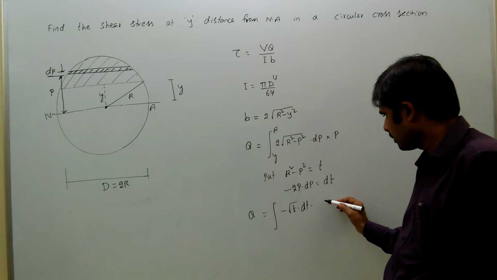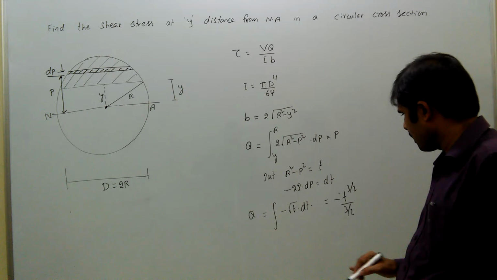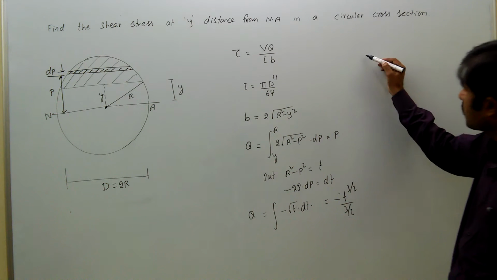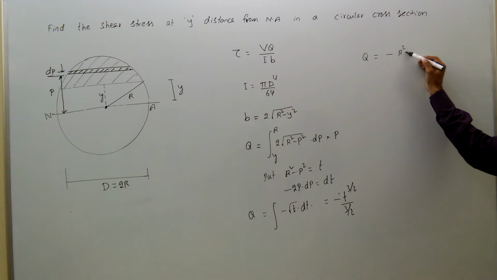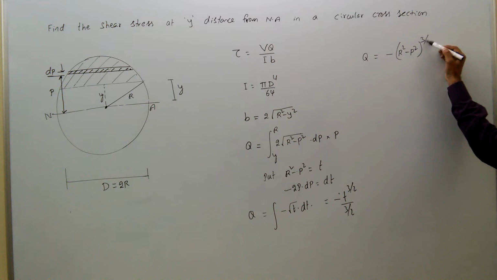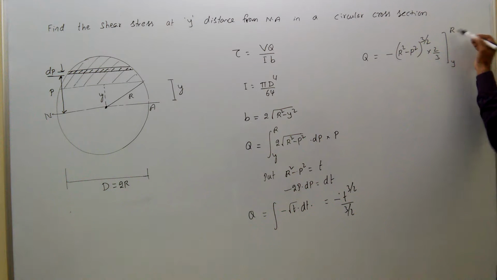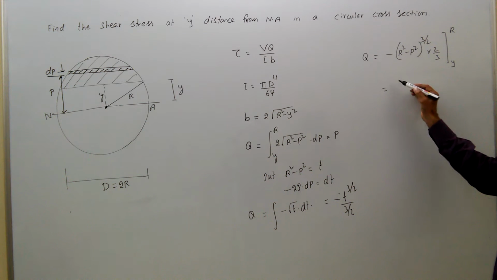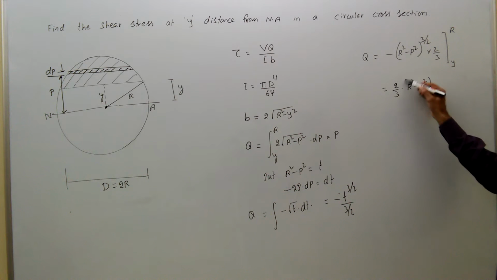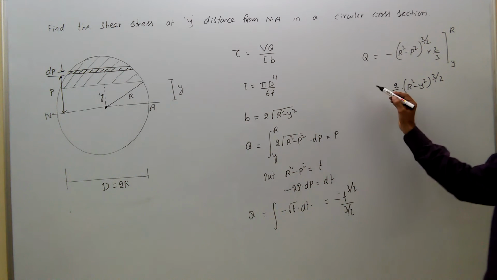So that equals minus t power 3 by 2 by 3 by 2. So Q equals minus, t means r square minus p square, power 3 by 2 into 2 by 3, limits y to r. Putting r we get 0, then minus of minus is plus, putting y: 2 by 3 into r square minus y square power 3 by 2. 2 by 3 r square minus y square power 3 by 2 is the Q. So this is the Q value.